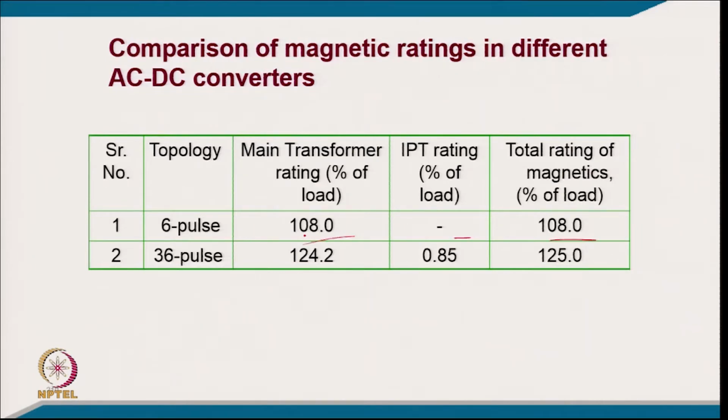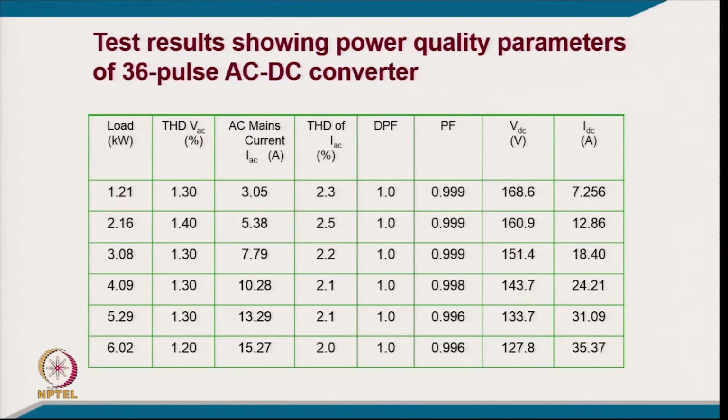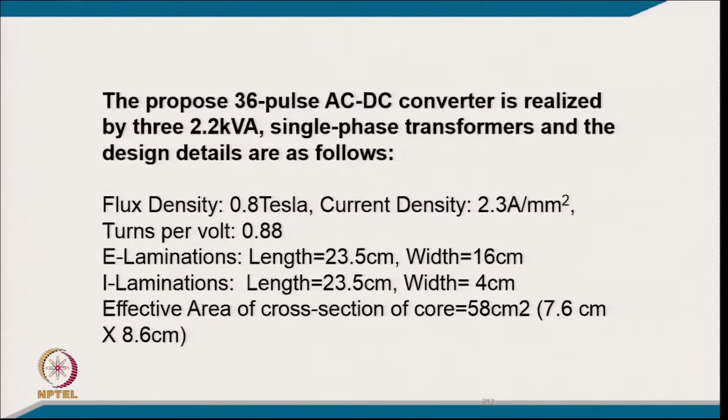And you can have a magnetic rating: for 6 pulse you do not need the interphase, but because of the quite distorted current you are getting 8% more, a rating of 108%. In case of 36 pulse you are of course getting a higher rating, and this is the interphase rating, and you get 125% rating of the transformer or magnetics. And this is how, with the load, the THD of the current is changing from 2.3% to 2% in this 36 pulse converter.